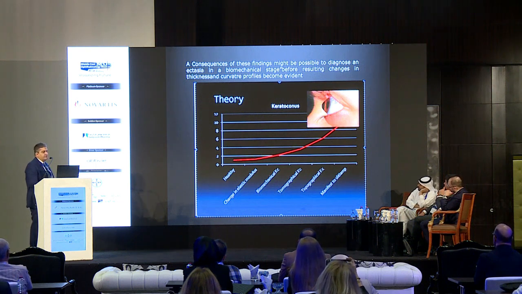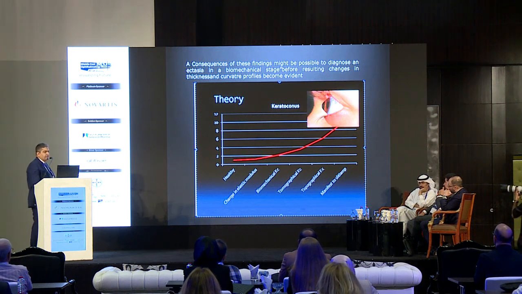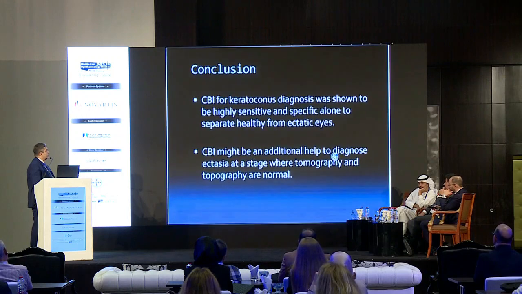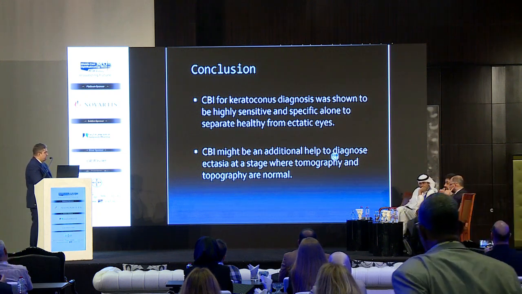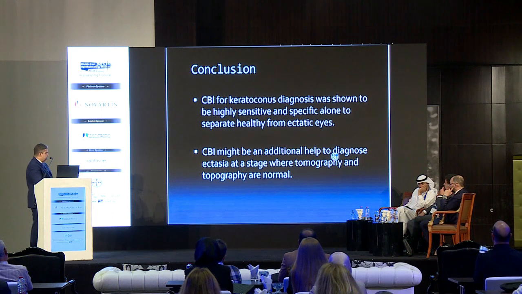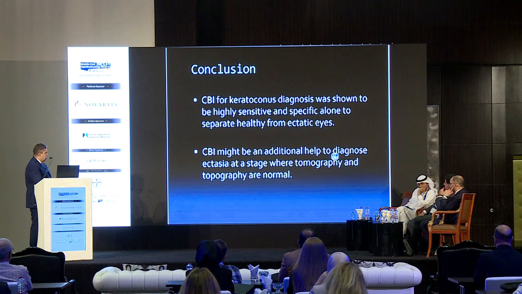So it is very obvious how the curve increases when you finally diagnose keratoconus clinically, topographically, tomographically, and by corneal biomechanics. Conclusion: CBI, the corneal biomechanical index, for keratoconus diagnosis was shown to be highly sensitive and specific alone to separate LC from ectatic eyes. CBI might be an additional help to diagnose ectasia at a stage where tomography and topography are normal. Thank you very much.